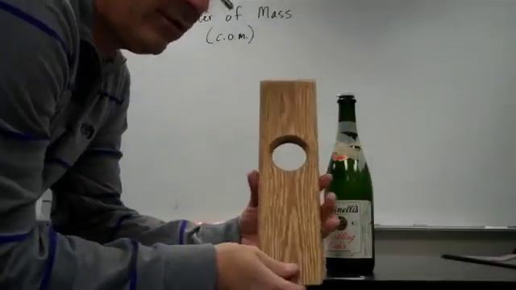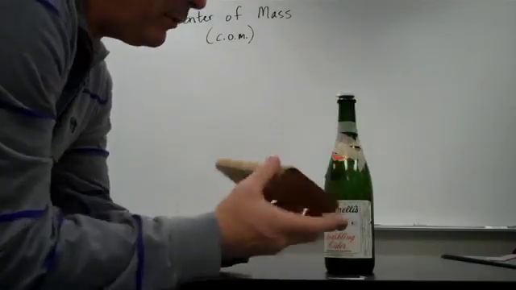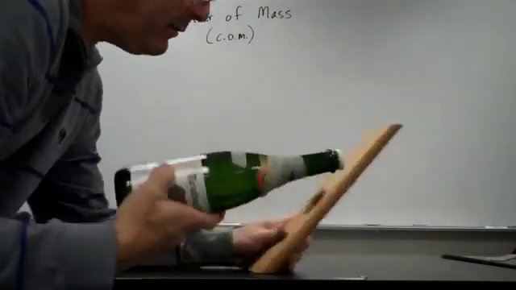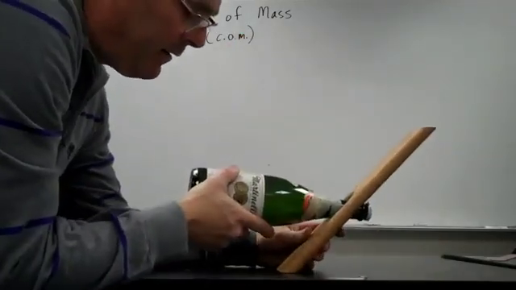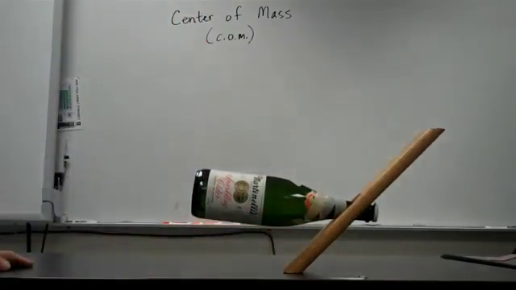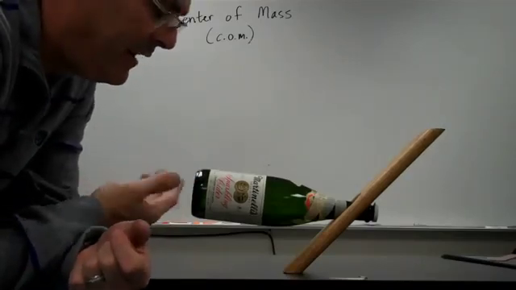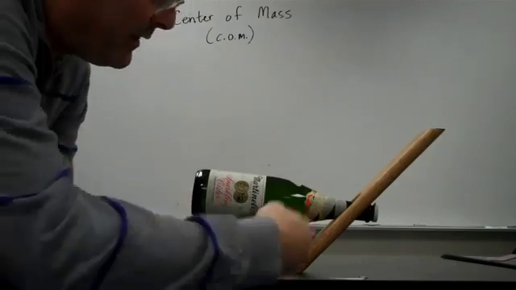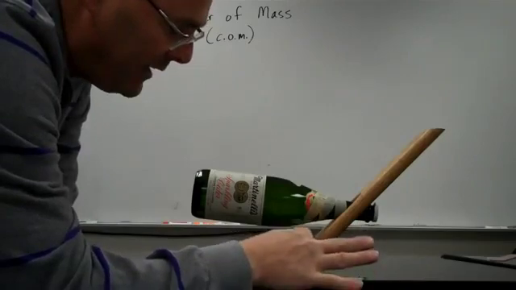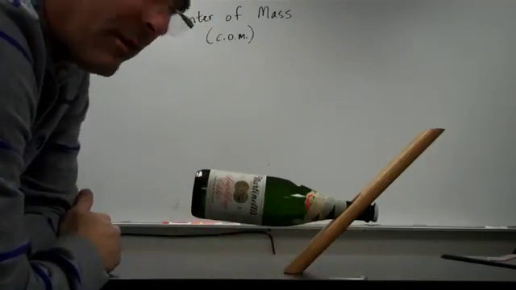Here's an interesting object. It's just a piece of wood with a hole in it, and it's beveled to be flat on both ends at an angle. And I can take my bottle, put it through there, and it balances. What does this tell me about the center of mass, or the center of gravity, of this system? Well, I know that the center of mass of the wood and the bottle together must be directly, vertically above this point of support. Otherwise, it would tip over.